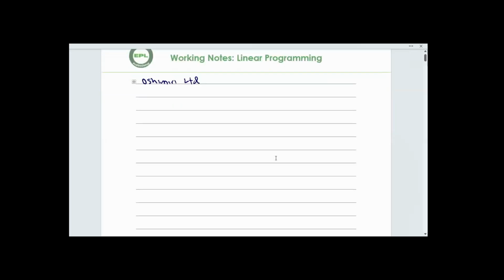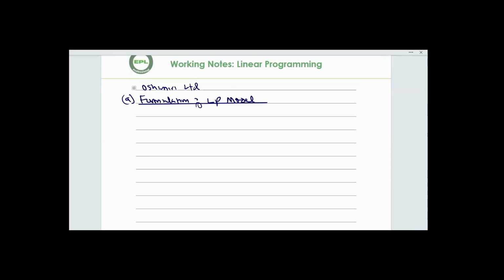Okay? So I will then say A, formulation of linear programming model. All right. So the first thing you are going to do is to state the objective function. I will then go to the question. I need to go and identify from the question what objective the company wants to achieve. All right. Is it to maximize contribution or to minimize cost?